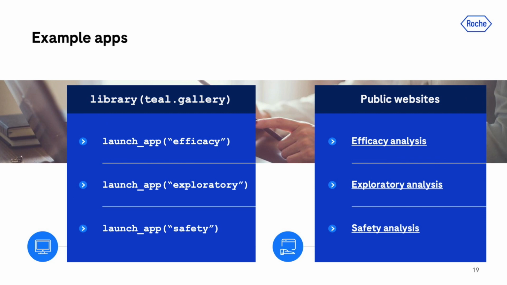I mentioned the teal gallery before and how this is a great R package to see an example of a complete teal application based on specific analysis. You can simply run the launch app function and provide the example analysis that you wish to see. We also publish these example apps in a public shinyapps.io for extra convenience. We provided links to these public apps in the slide, and the information is also available in the teal gallery repository in GitHub.